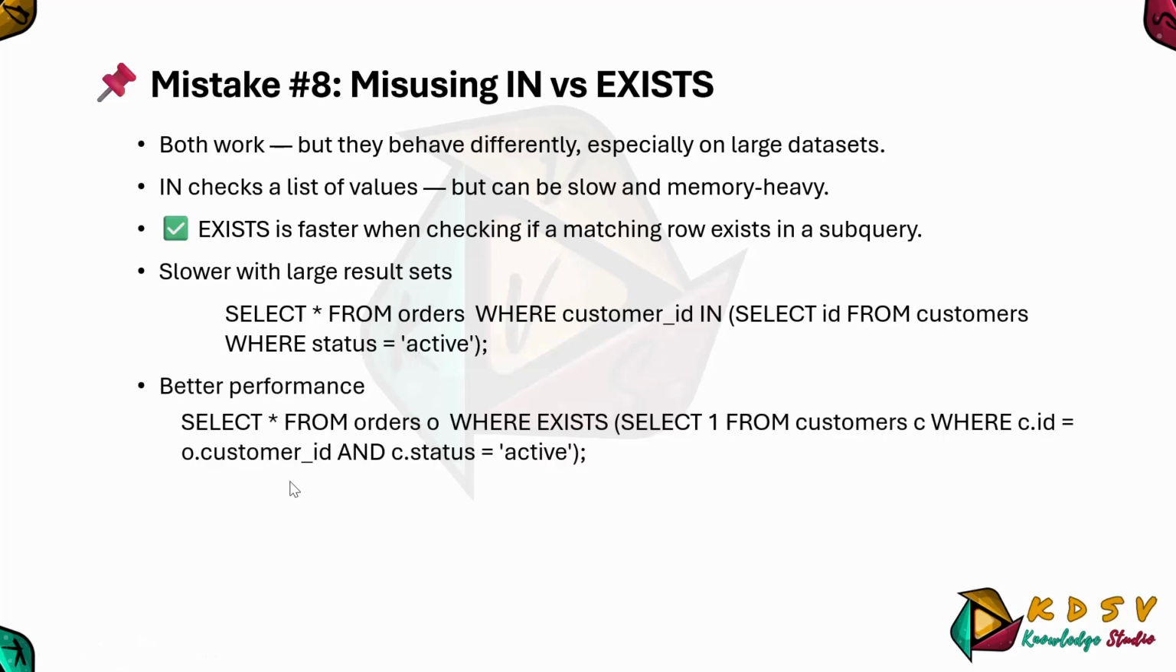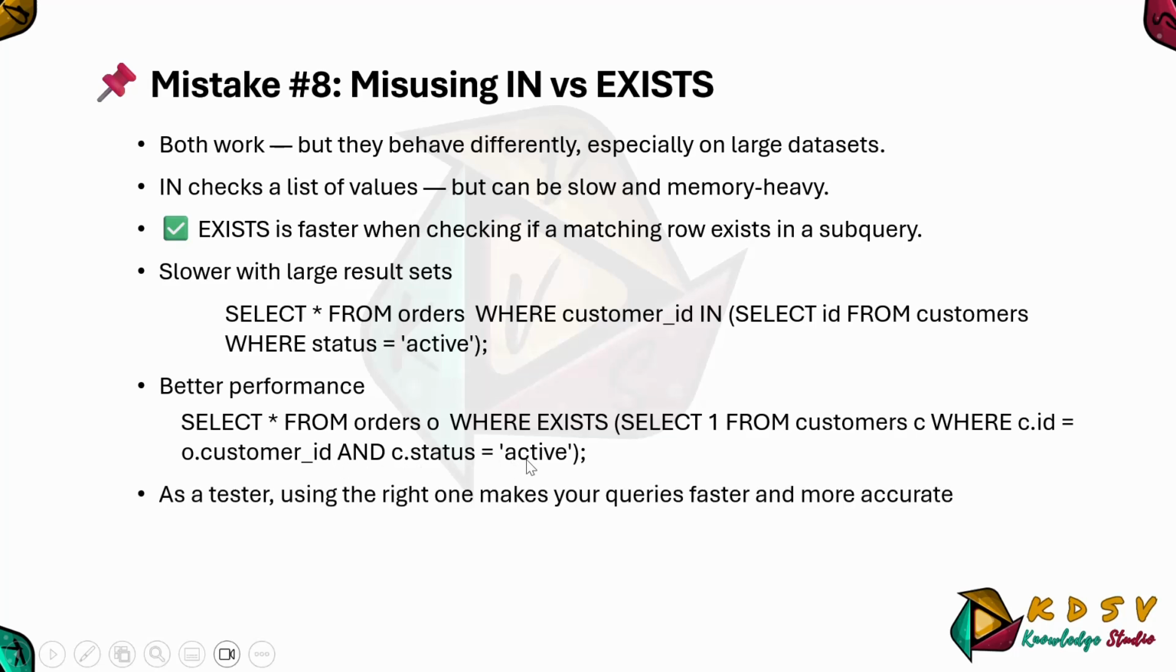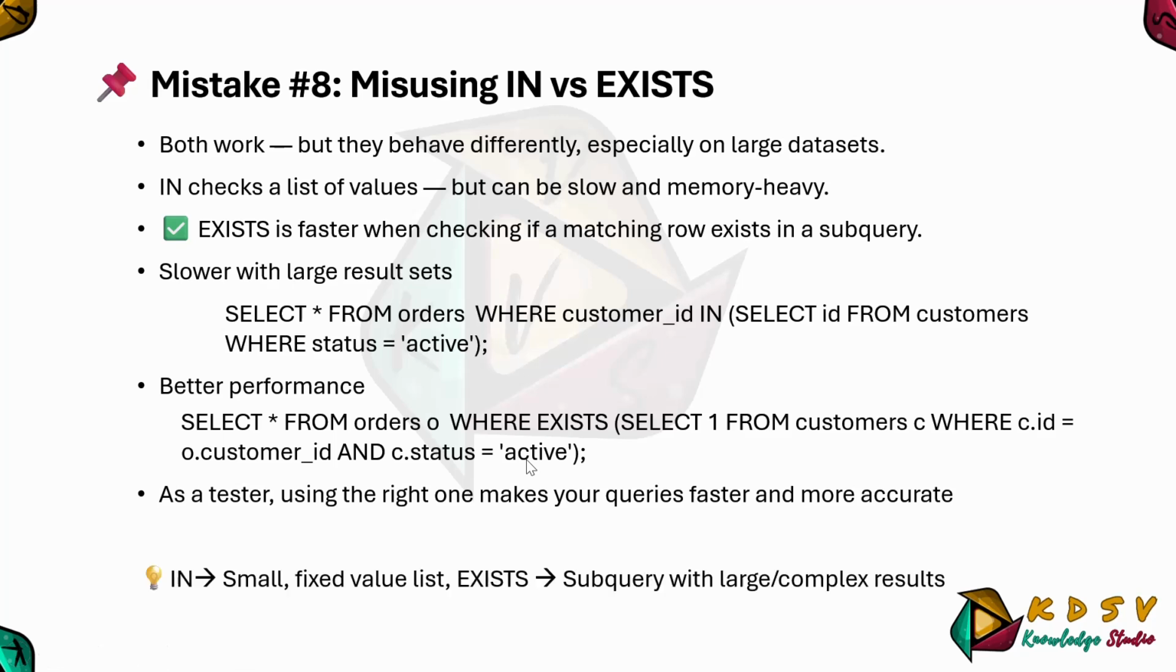Better performance would be to use SELECT * FROM orders WHERE EXISTS, in place of using IN, use EXISTS: SELECT TOP 1 FROM customer WHERE customer_id = orders.customer_id AND status is active. As a tester, using the right one makes your queries faster and more accurate. IN can be used for a small and fixed value list. EXISTS can be used with a subquery for large and complex results.